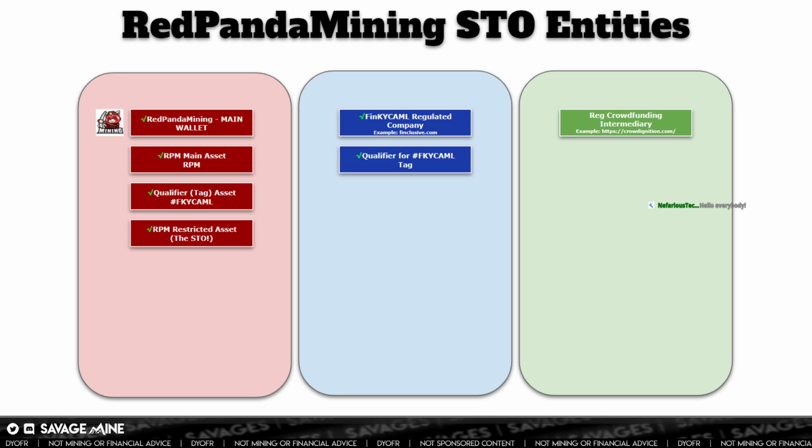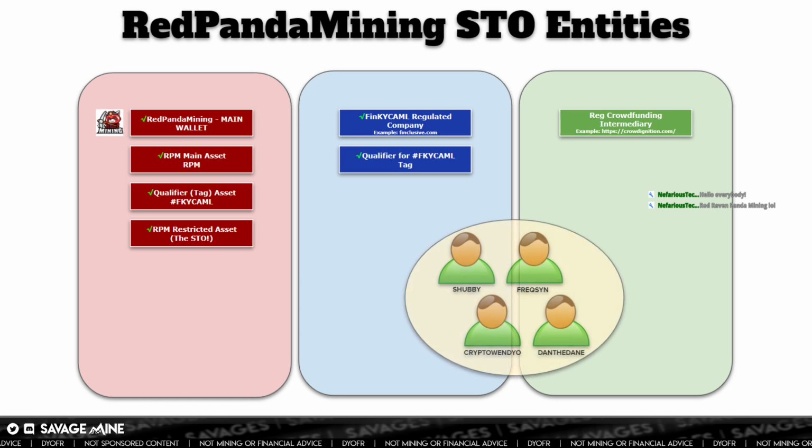So if someone does launch an actual STO on Ravencoin, they could, I believe, go to Finclusive right now for the KYC AML capability. Like it says here, they're the qualifier for the FKYC AML tag, and only addresses that have that tag are allowed to receive the restricted asset, the RPM restricted asset, which is the STO itself. So they've been validated and are able to send money and receive the STO at their Ravencoin address.